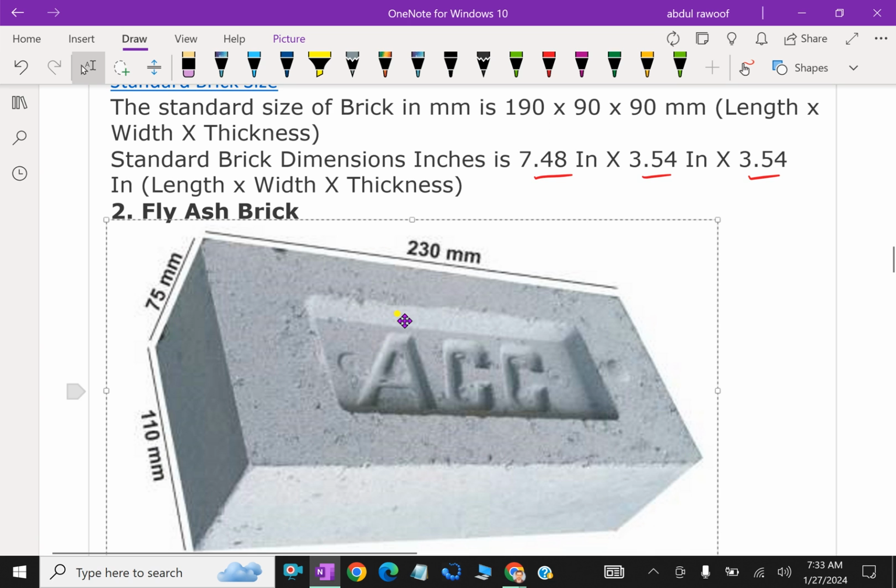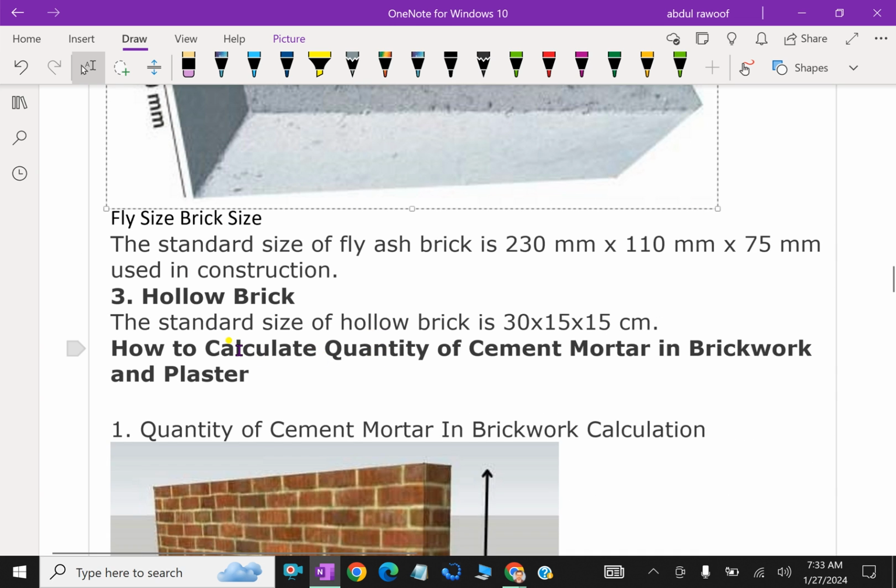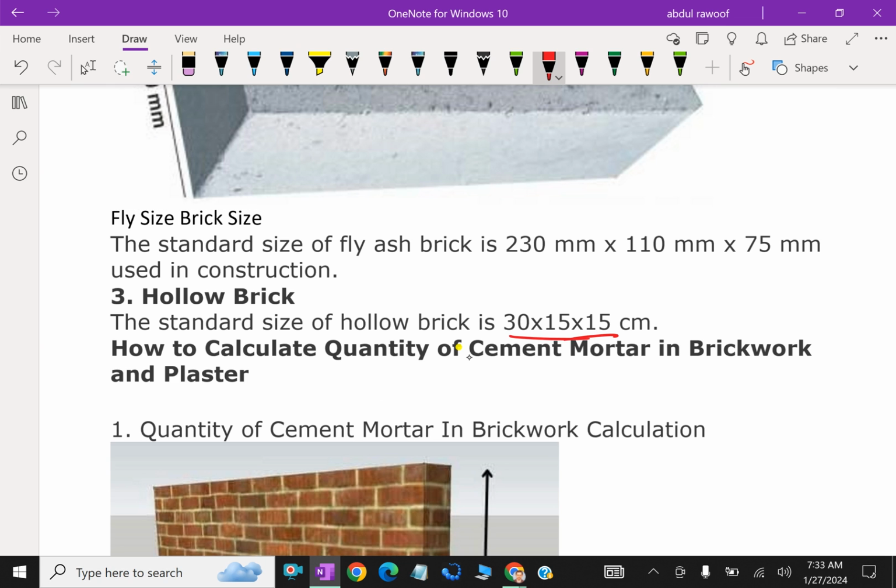Next type, fly ash brick. Fly ash brick is a little bigger in size: 230 mm length, 75 mm height, and width is 110 mm. Hollow bricks: the standard size of hollow brick is 30 centimeter, 15 centimeter, and 15 centimeter. That is nearly 1 feet length, half feet width, half feet thickness.